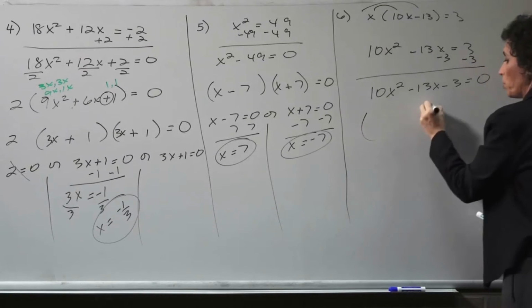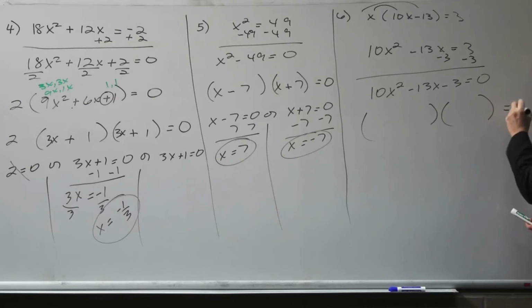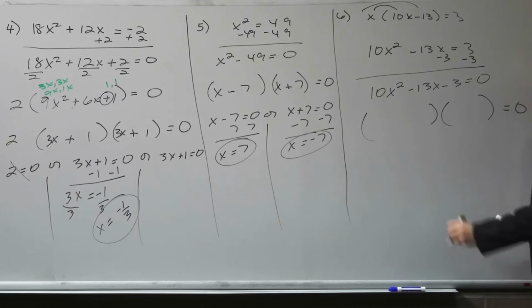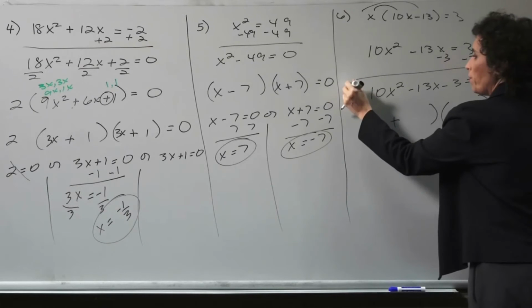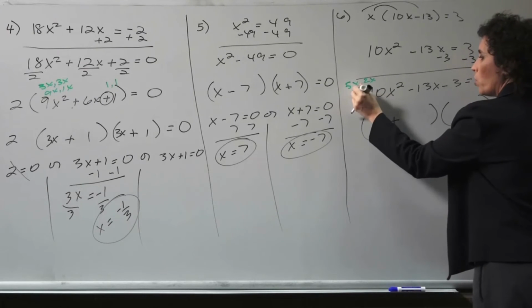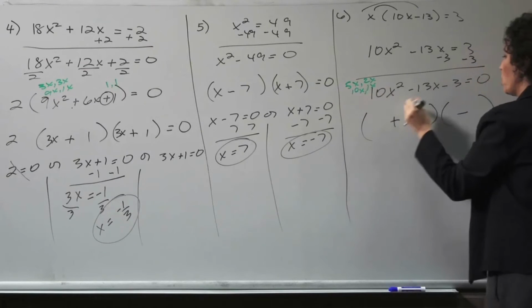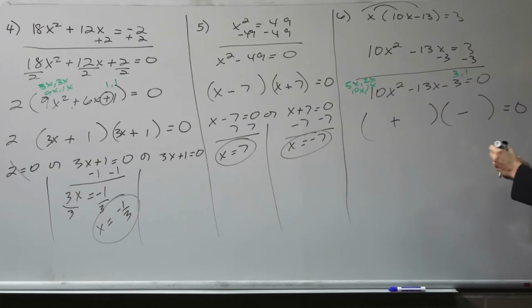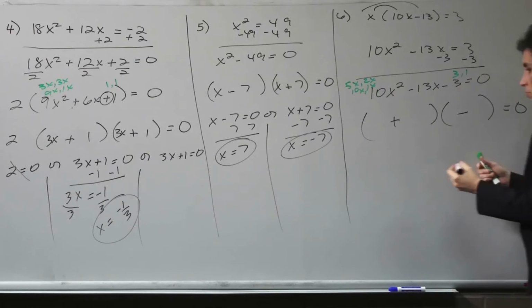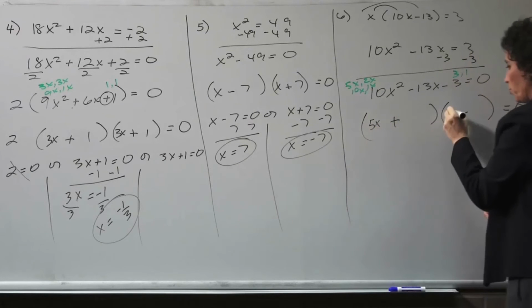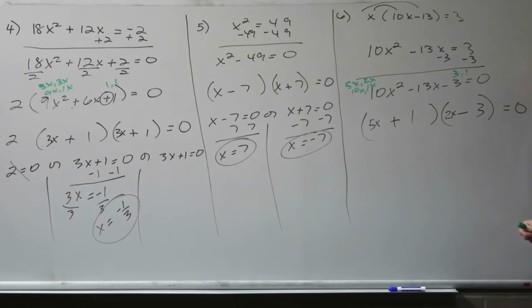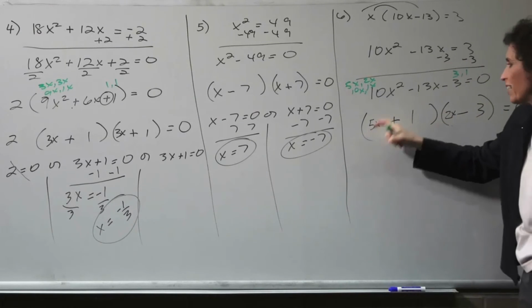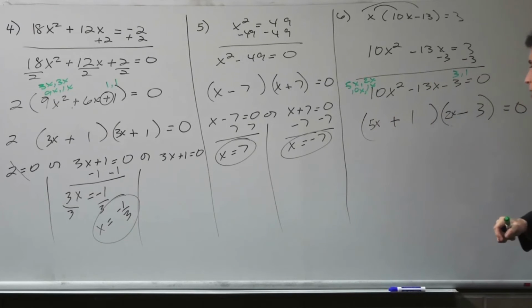I got to make 2 sets of parentheses. My last sign is negative. It tells me that they're different. So plus, minus, 10x squared could be 5x and 2x, or 10x and 1x. 3 can only be 3 and 1. Okay. 5x and 2x. I'm going to try 1 here and 3 here. Now let me try this out. Positive 2x, negative 15x gives me negative 13x, right? But you check that.